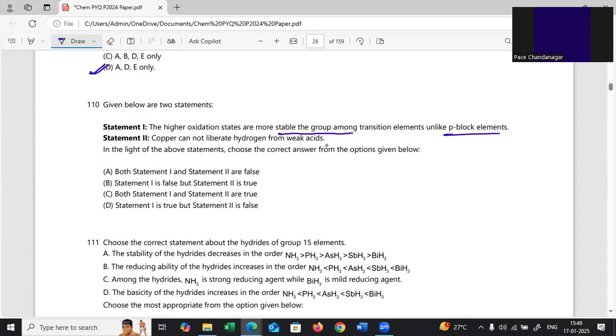Reason: Z effective increases, so for transition elements this is right. But unlike that, in the p block the inert pair effect comes in. You will not go with that. So in p block elements, as you go down the group, the lower oxidation state is stable, not the higher ones. Higher ones become unstable. So unlike that, it is right. Statement 1 is definitely right.